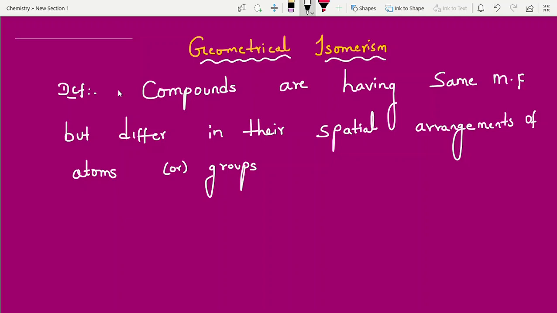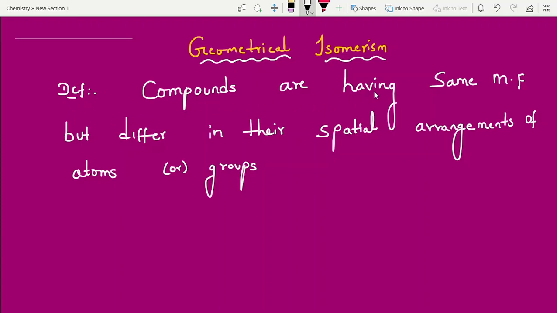Hi students, in this video I am going to discuss geometrical isomerism. In the previous part of the isomerism topic, we successfully completed structural isomerism. So this is the topic, geometrical isomerism, that I am going to teach. First, look into the definition.